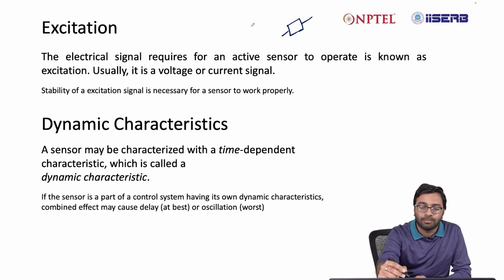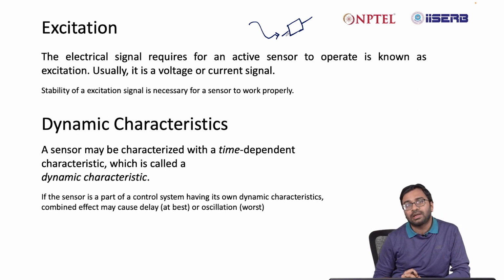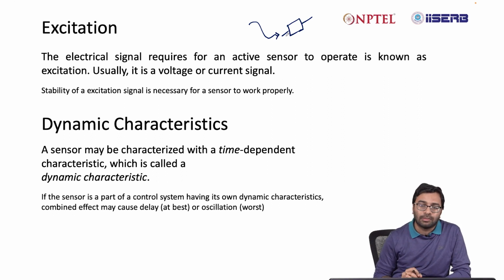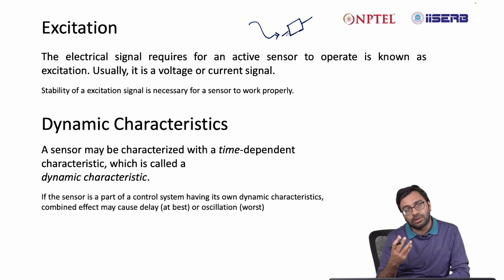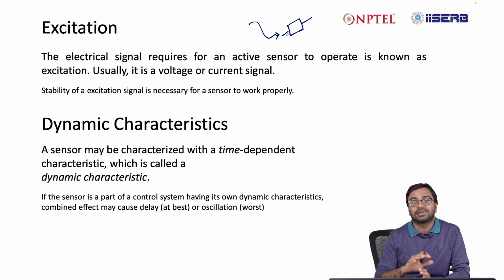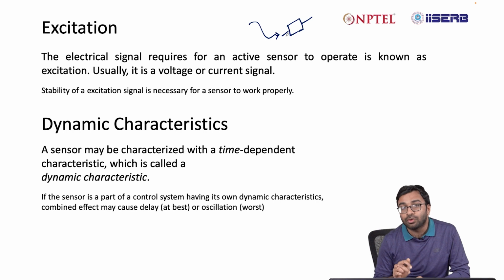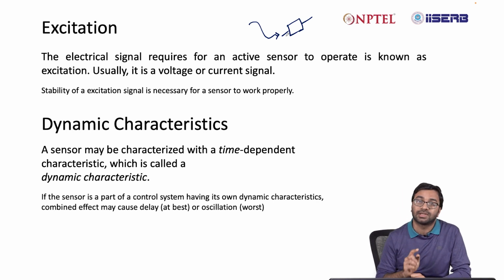For that purpose, you need to provide a certain bias or voltage to it, and then you have to detect the output from it. Obviously, you will not apply the voltage directly. Maybe you will apply the voltage using a circuit. That is a separate issue altogether, but the voltage that you are applying to make this sensor work is known as excitation. If your excitation signal is not noise free, then you will find that your output is also not very good.